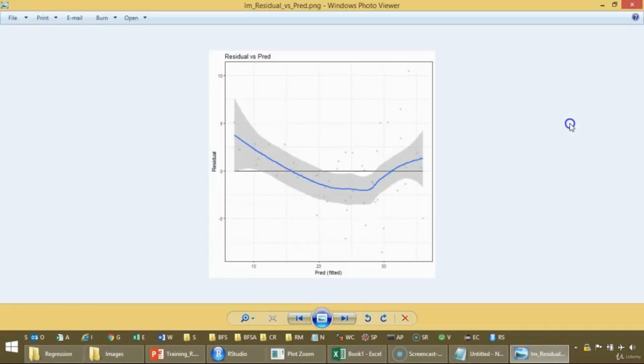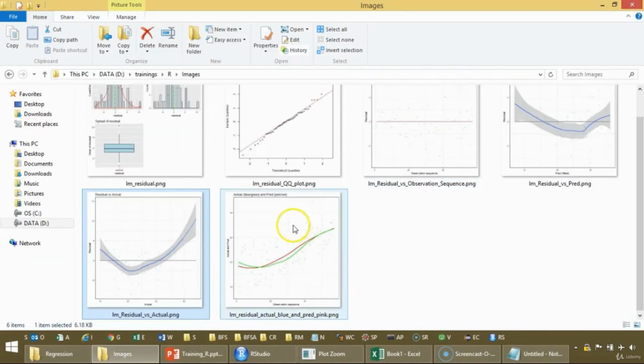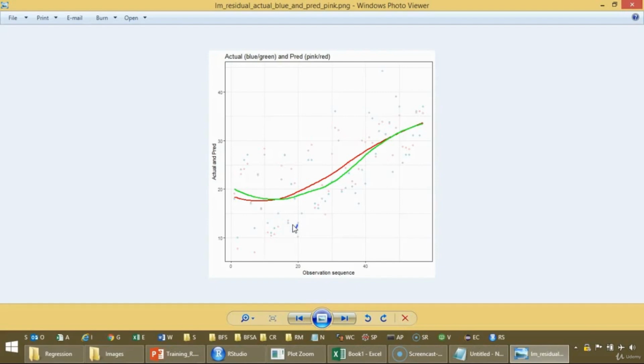And this is the residual with the predicted data. There is some pattern, and if there is any pattern, it's not good. Residual with actual, again there is some pattern, so it's not good. Now this is for actual, where actual is in green and the predicted one is in red. So yes, you'll find some difference. Ideally, you should have seen only one of these lines on top of the other. That would have been perfect, but yes, life is not perfect.